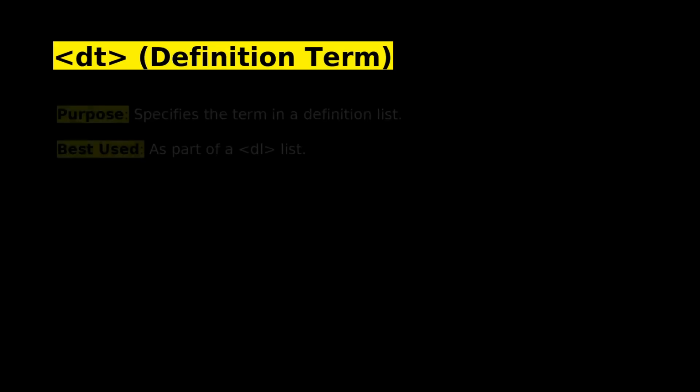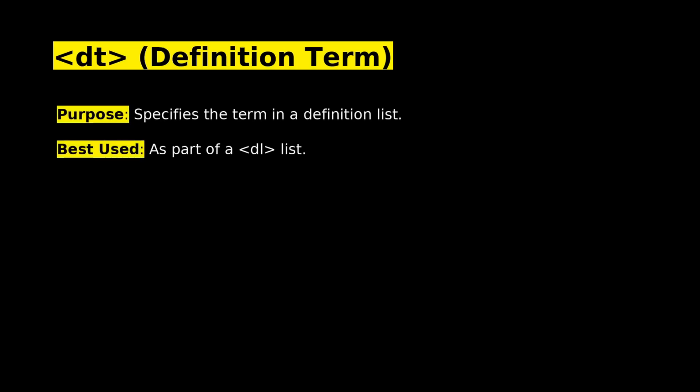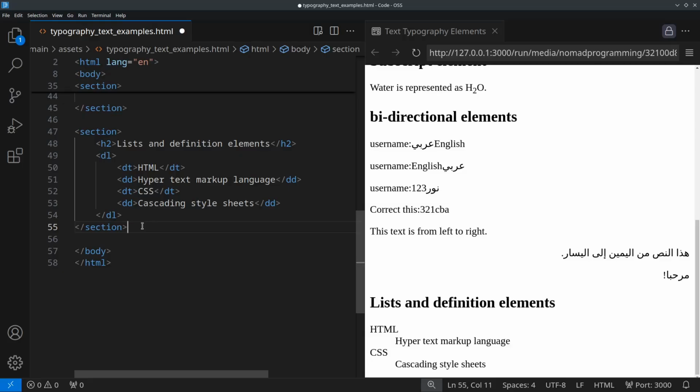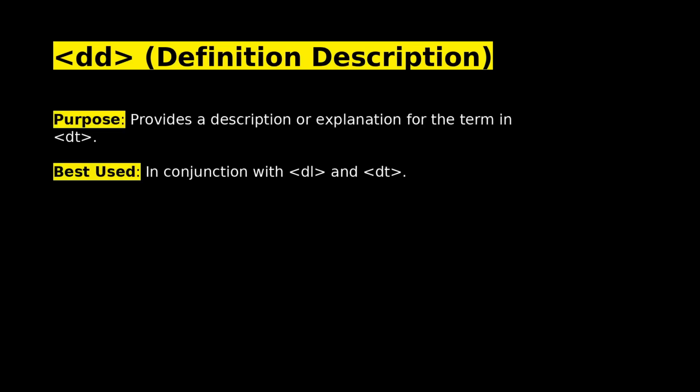Now the definition term is used to define a term in a definition list, serving as the key or label for the associated description. It is best used as part of the definition list, where it pairs with a definition description element to provide a clear definition or explanation of the term. Like in this example, we have HTML and CSS, both are terms. The definition description is used to provide description, explanation, or values for a term specified in the definition term element in a definition list.